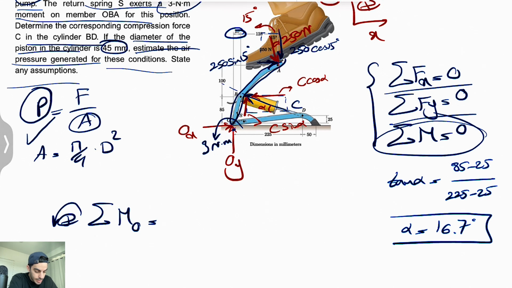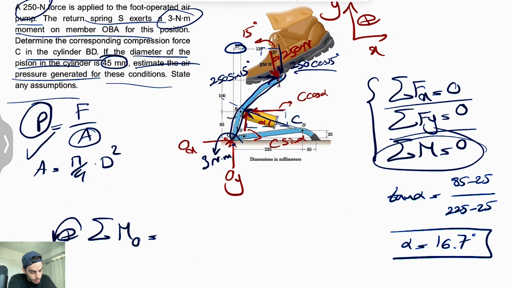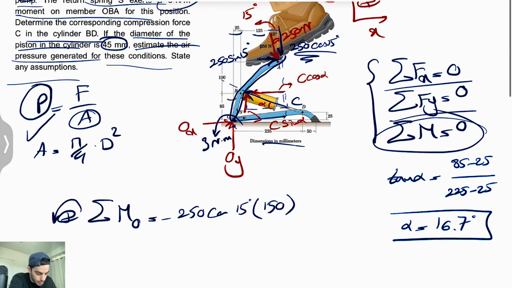So let's start with the 250 Newton first. Let's start with this component, the vertical one. First of all, the moment is clockwise, so negative 250 cosine of 15 degrees, and the distance would be the vertical distance from O to the line of action, which is 125 plus 25, which is going to be 150. We don't need to do unit conversion because it will cancel out at the end.